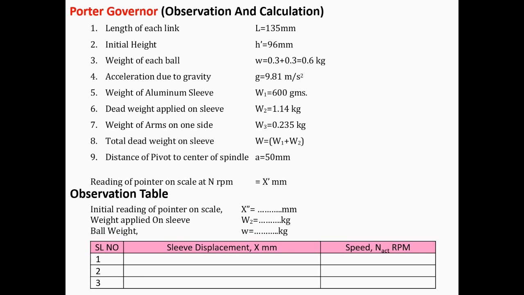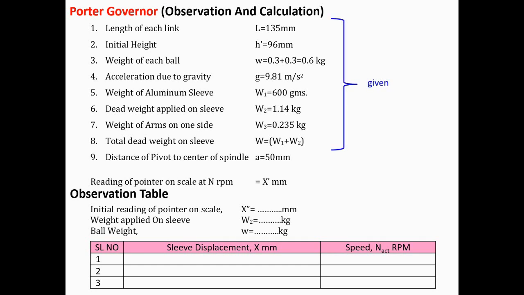Just mentioned in the previous slide that some values are already supplied by the manufacturer of this experimental setup. Those values are length of each link, initial height, weight of each ball, acceleration due to gravity, weight of aluminum slip, dead weight applied to the slip, weight of the arms on one side, total dead weight on the slip, and distance of the pivot from the center of the spindle. All these data are given.